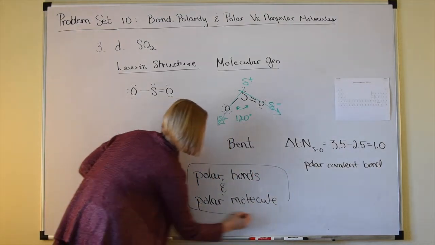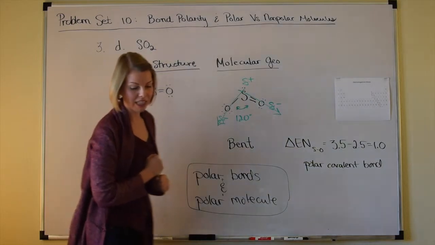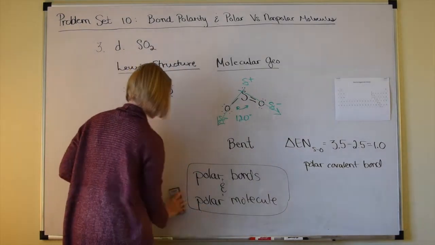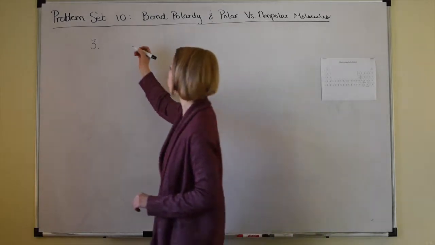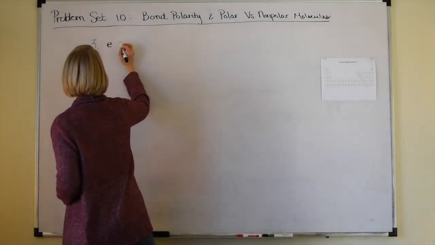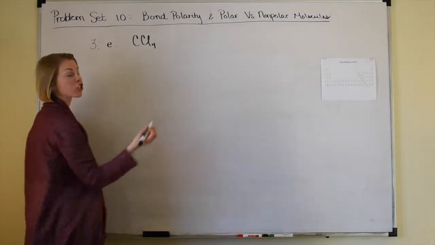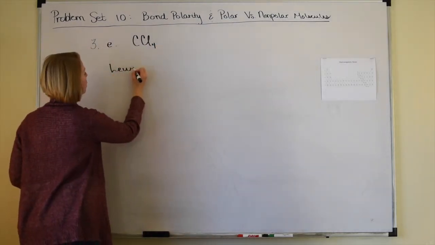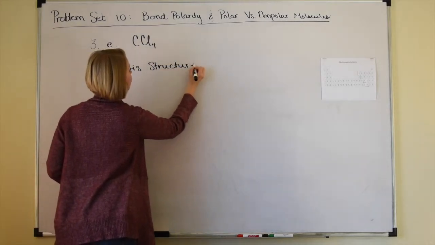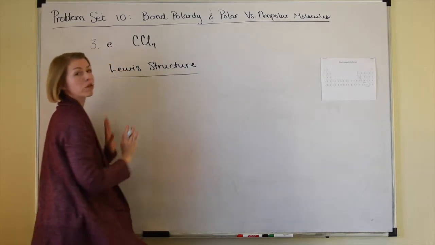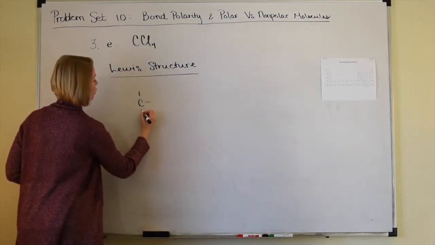for sulfur dioxide. Okay. All right, last but not least, E. Okay, E, carbon tetrachloride. Again, just a quick Lewis structure. And if you need the practice, make sure that you slow down and go through the 5 steps here, but I'll go ahead and just write the final Lewis structure.